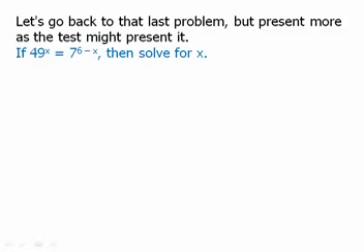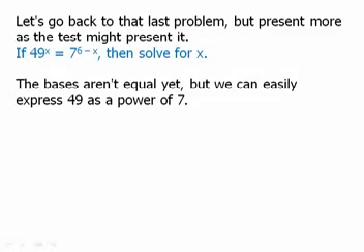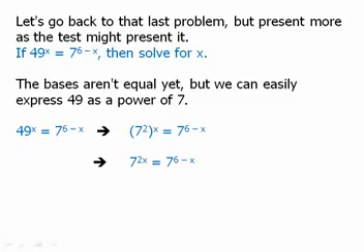But of course, this still isn't that bad. We just have to recognize, of course, that 49 can be expressed as a power of 7. So I'm going to start with that equation, and I'm going to replace that 49 with 7 squared. And of course, I can multiply through the exponent, and now this looks like the actual problem we already solved. So in other words, just by doing that one substitution, we're able to make the bases equal. Now we can set the exponents equal and solve.